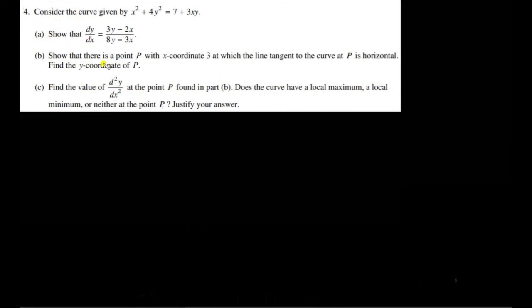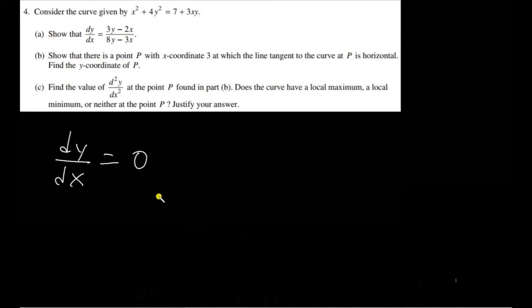Okay, part B. Show that there's a point P with x-coordinate 3 at which the line tangent to the curve at P is horizontal. So what is the line tangent to the curve? That's the derivative, right? And it's horizontal, meaning the slope is 0. So there should be some point P where the derivative is equal to 0 and the x-coordinate is 3, right? So we'll take the derivative and set it equal to 0, because this is when the line tangent to the curve is horizontal. The slope is 0.